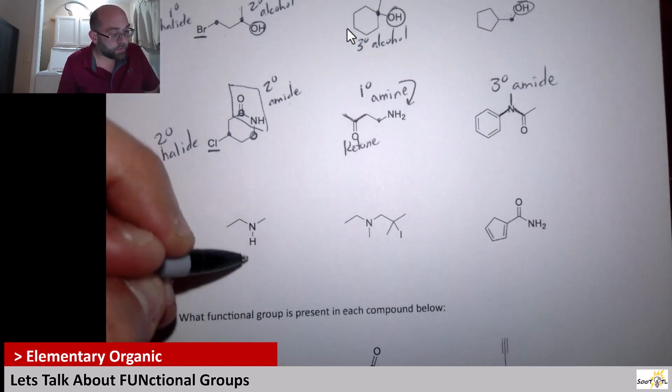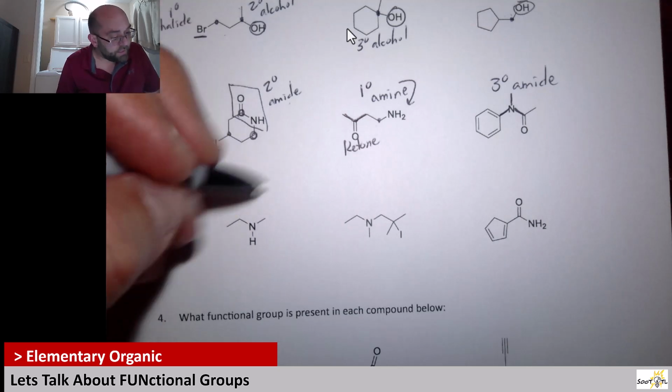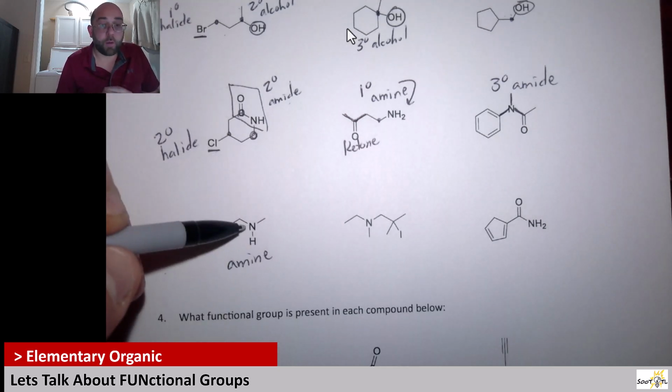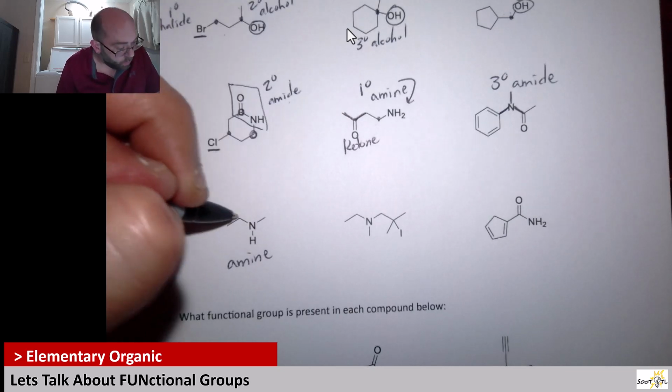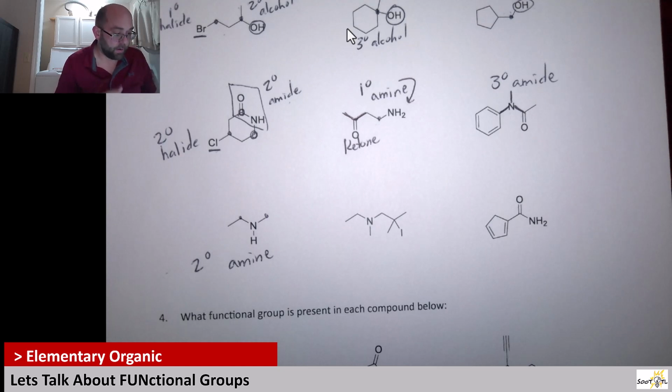We don't see a C double O anywhere. We don't see a double bonded oxygen. So this is yet again an amine. And then remember, count the number of carbons that are bound to the nitrogen. You've got 1, 2. So this is a secondary amine. All right.